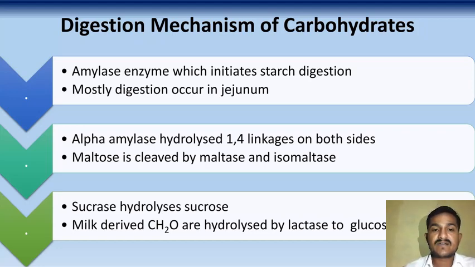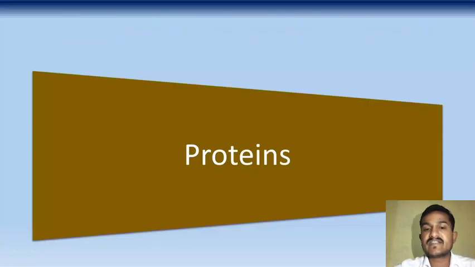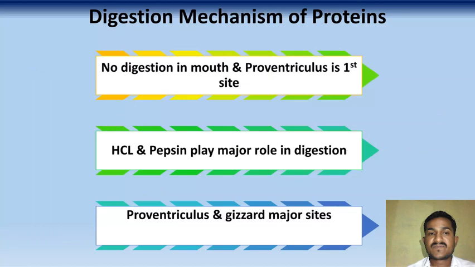Then next, alpha amylase hydrolyzes the one-four linkage on both sides, and maltose is cleaved by the maltase and isomaltase enzymes. Understand? That is also in the small intestine. Then next, sucrase hydrolyzes sucrose, which is also a carbohydrate. Then the milk-derived carbohydrate, lactose, is hydrolyzed by lactase into glucose. Clear? This is about the digestibility of carbohydrate. Then the next dietary component of the poultry bird is proteins. Clear? So let's see about the proteins.